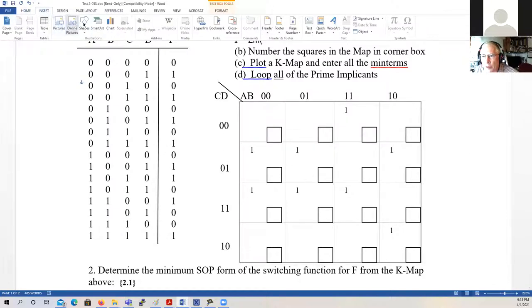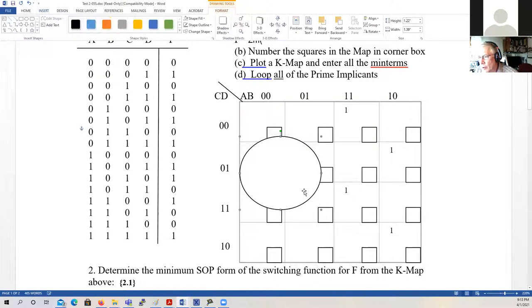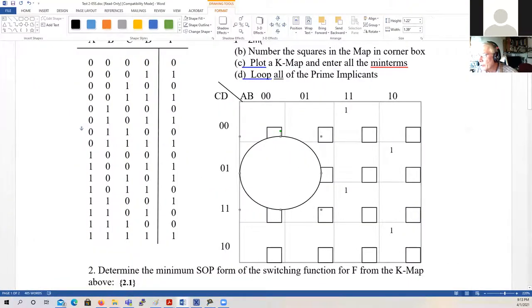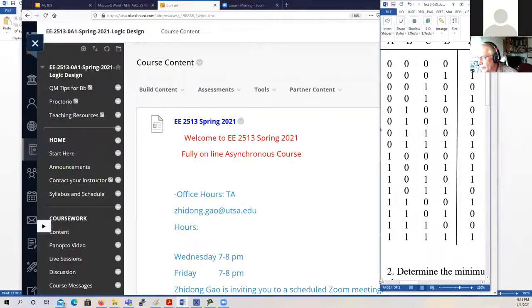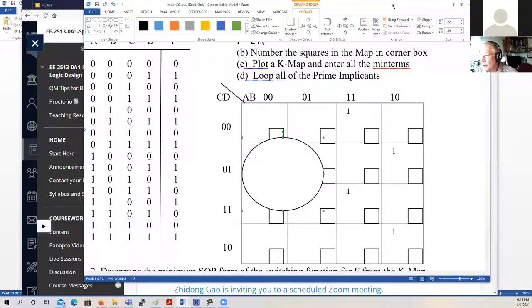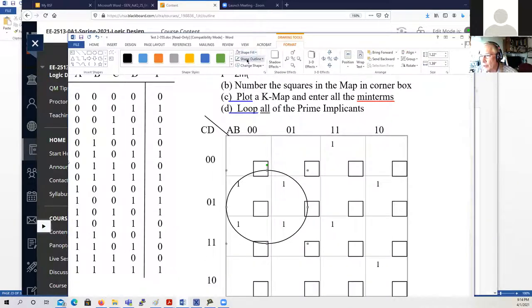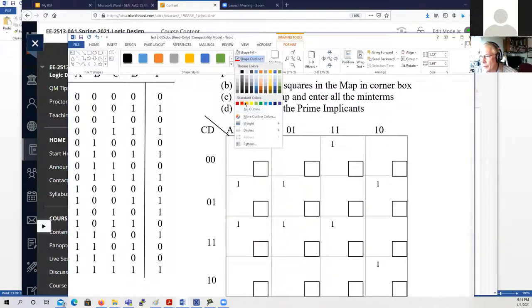So when it's all said and done, we do this little group of four here. I don't know if I'm going to be able to do this. Maybe I shouldn't. Probably should print it out and do it on the camera. But anyway, maybe you could highlight. No, I just needed to do that. And we'll make it red, make it thicker.